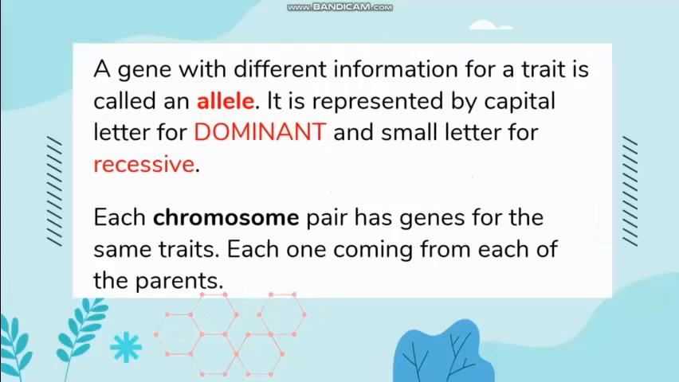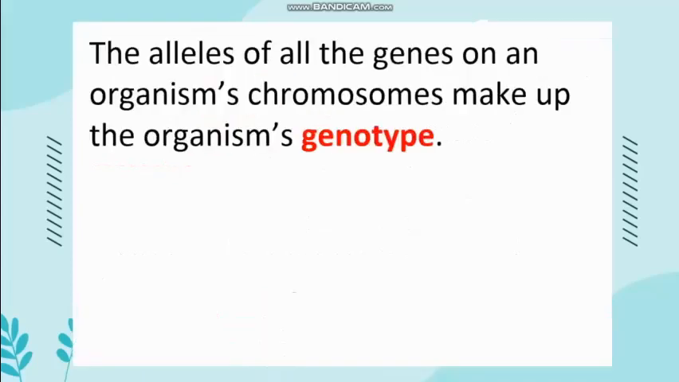A gene with different information for a trait is called an allele. So it is represented by capital letter if it is dominant, and it is written in a small letter if it is recessive. Each chromosome pair has genes for the same trait, each one coming from each of our parents. So that means, for each gene, you have the trait coming from your father and the trait coming from your mother. So the combination of these traits will be your trait.